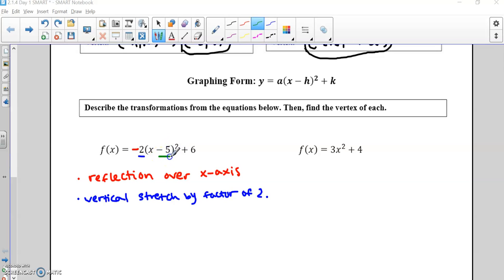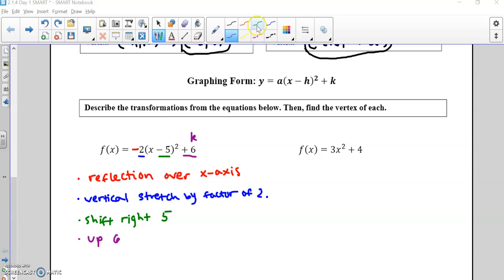Next is our h here. It's a negative 5, and that tells us that we are going to move to the right by 5. Remember, h is always doing the opposite of what we want it to do. All right, and last but certainly not least, we have a k here, and that tells us that we're going to go up 6 because it's positive.